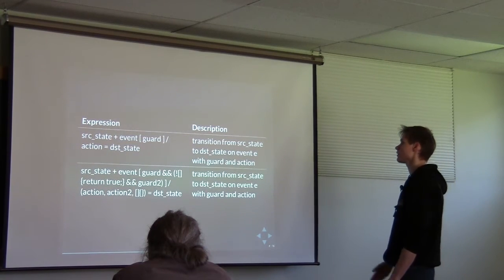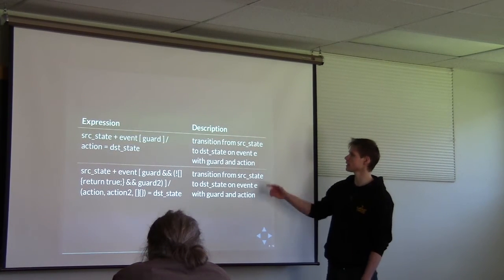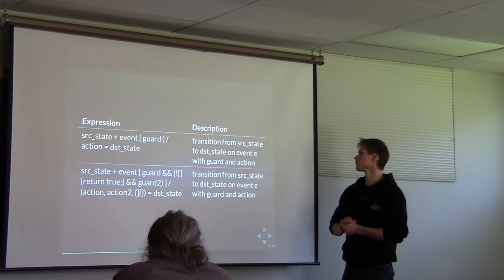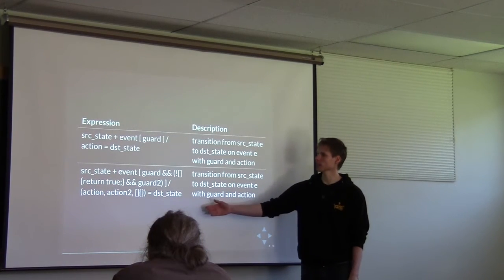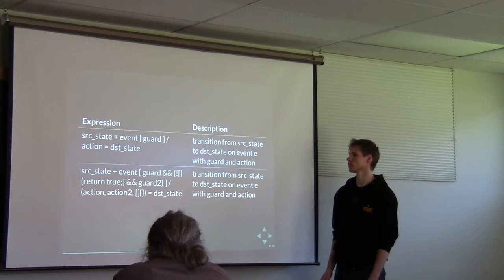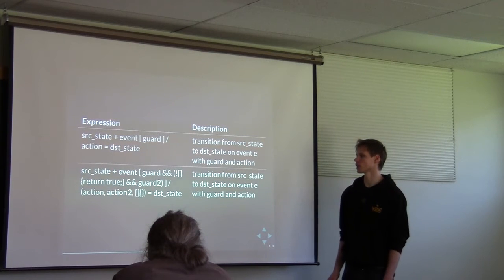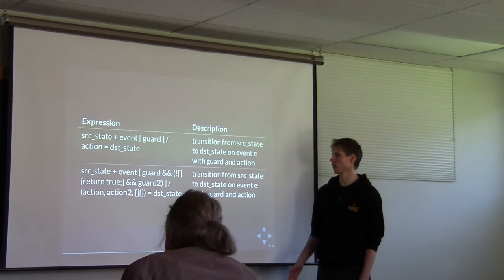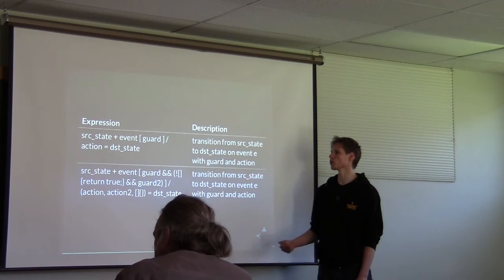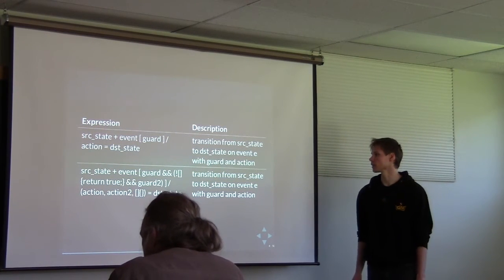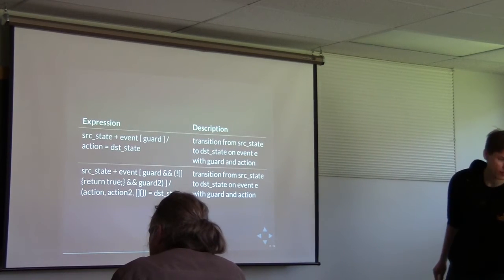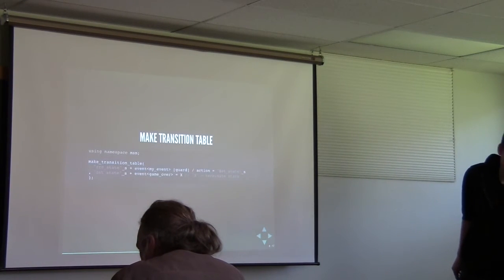So for example, we have a start like here, a transition from the source state to the destination state on an event with the guard and action. We can also have more combinations here because we use C++ to have the ability to compose and use the operators from C++. We'll look into that in a sec as well. So that's the way we do it.